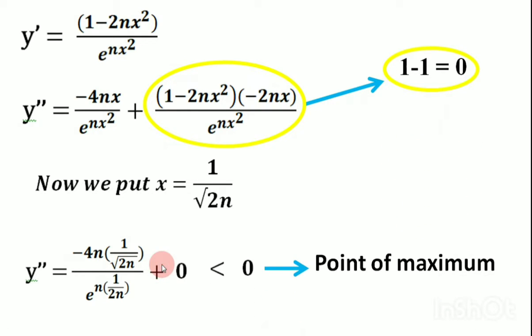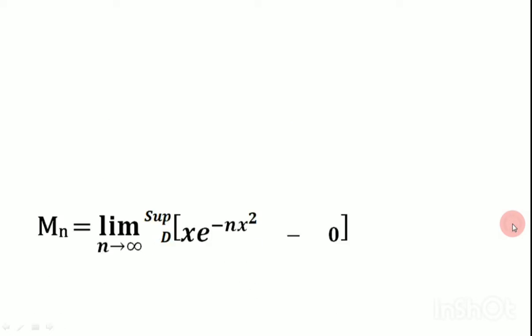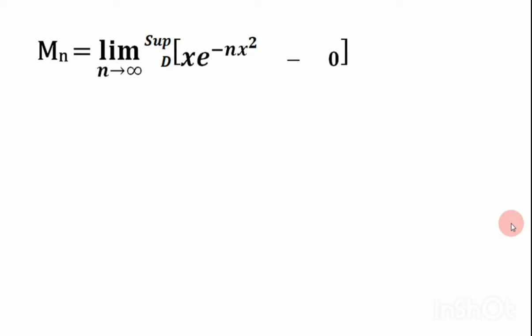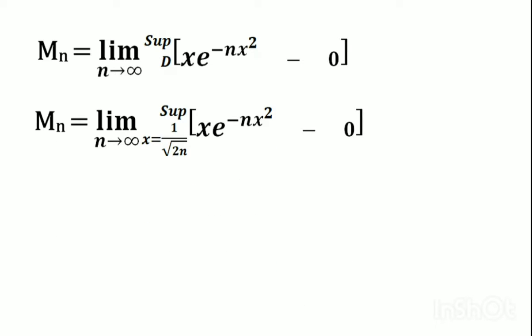So we have to find the supremum of the given function, which is at x equal to 1 divided by root 2n. Now we have to apply this x in our function, which is the point of maximum. Now here we have to apply it in place of x. After applying, we have to get 0.